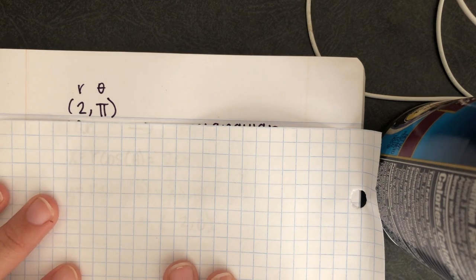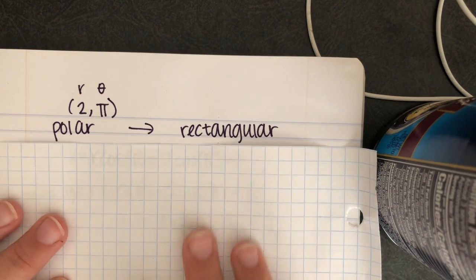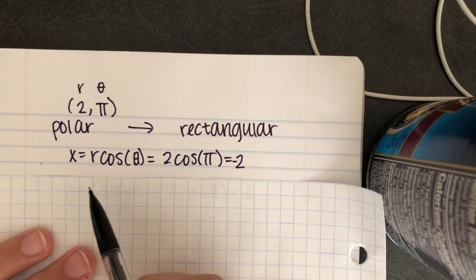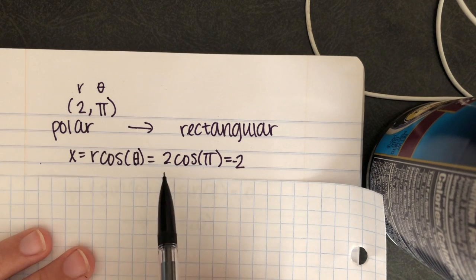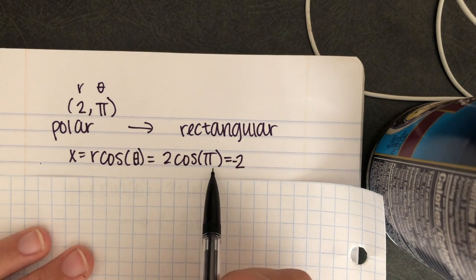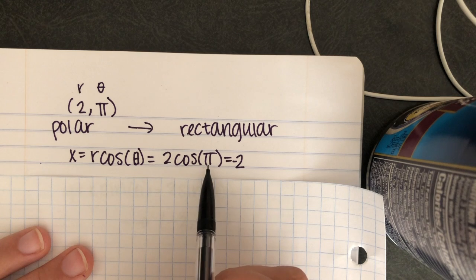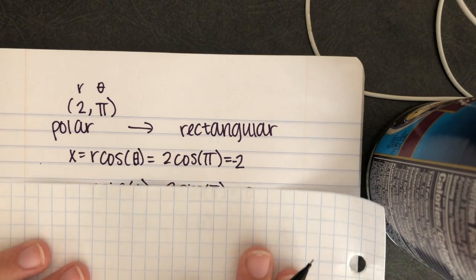How can I get from this polar coordinate to rectangular coordinates? So we know that x is equal to r cosine theta, and we know that our r is 2, and cosine of theta is -1. If we begin here and go counterclockwise pi radians, our cosine of pi is -1, or the x value of this Cartesian coordinate pair, or rectangular pair. So 2 times -1 is -2.